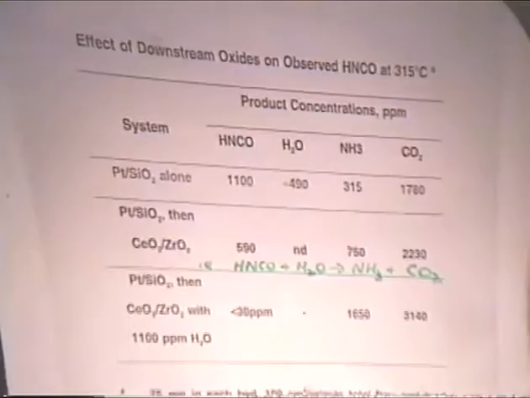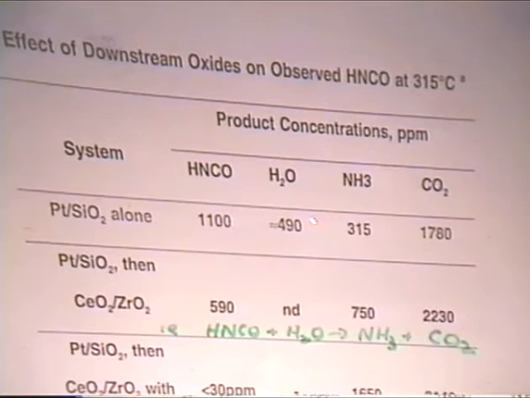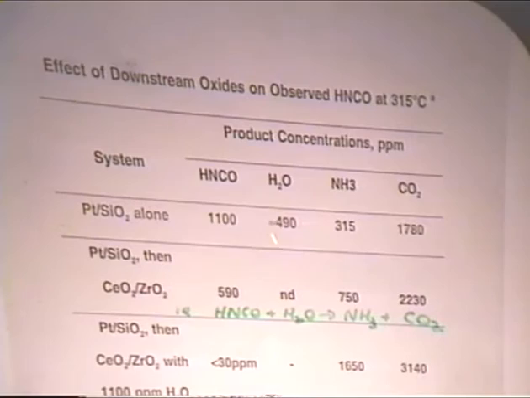Since we see isocyanic acid in all these systems, it's somewhat surprising that people haven't reported it before. The reason is partly that they use different conditions, but it's more that isocyanic acid is so reactive that if you use anything other than silica, you don't see it. We've proven that by carrying out experiments in which we have a two-bed system, the platinum on silica used to generate the isocyanic acid and then placing another oxide downstream. This shows the result of a couple of experiments of that sort. With platinum silica alone, 1,100 parts per million of isocyanic acid. It's hard to analyze water, but there's about 490 according to the computer program we're using to generate the results.